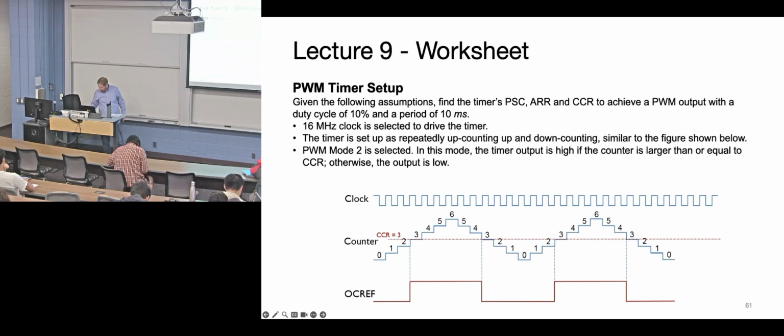Okay, so right now I'm at 16 megahertz, and I don't want to be at 16 megahertz. I'd rather be at 10 kilohertz. What's that value? Oh wait, no. I need to get 100 kilohertz. It's going down. So I want 160. I just don't know what it is.